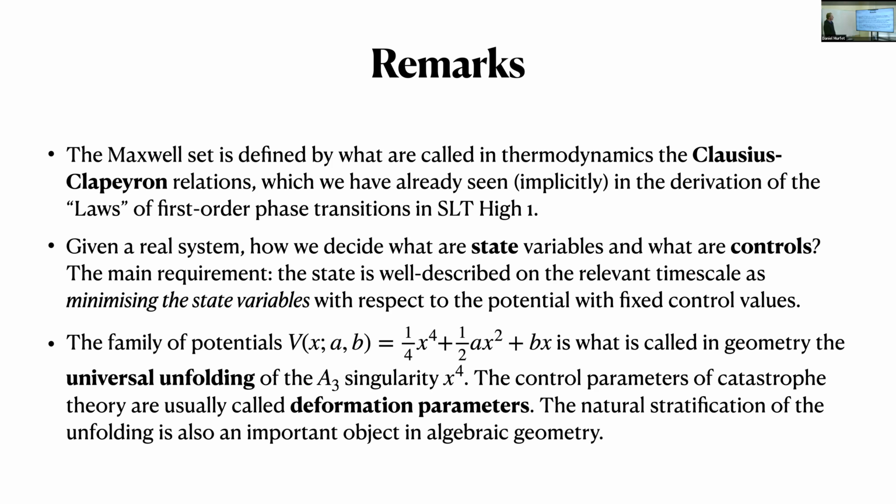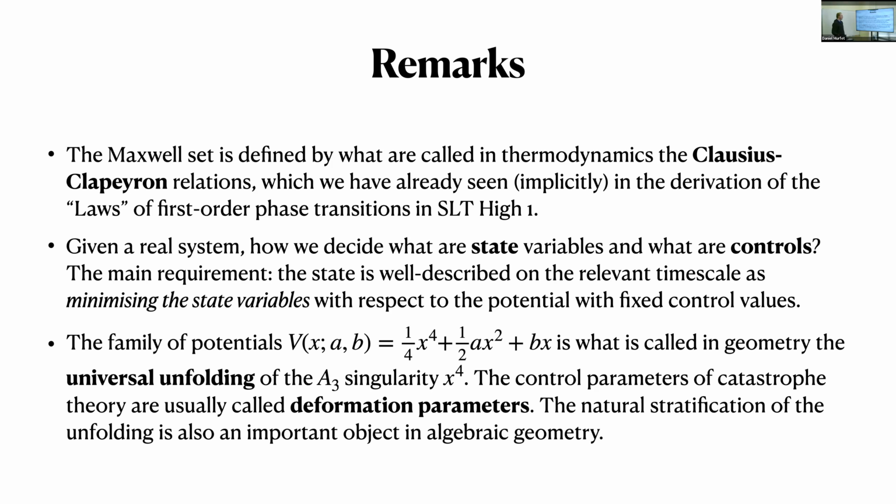Okay, given a real system, how do we decide what are state variables and what are controls? Yeah, this is one of the more tricky points in applying catastrophe theory, right? Because first of all, you only have very strong knowledge that the number of control variables is small. What counts as a control variable? The universe doesn't label them as state or control variables. Maybe it's a control variable because you literally control it. That would be sensible.